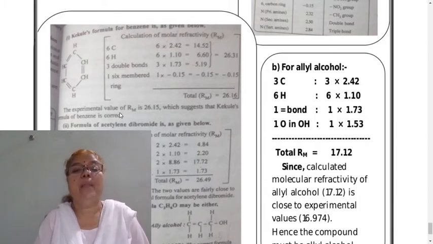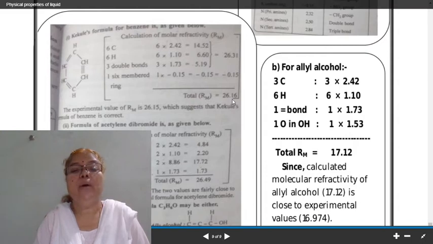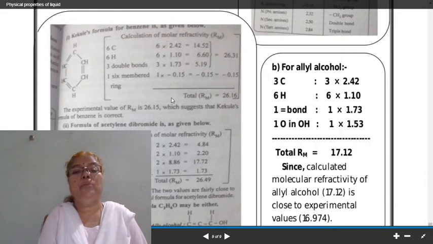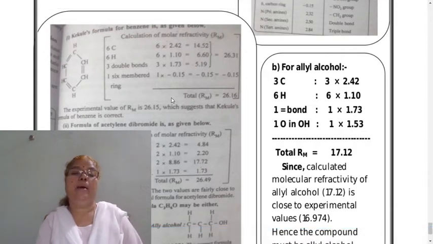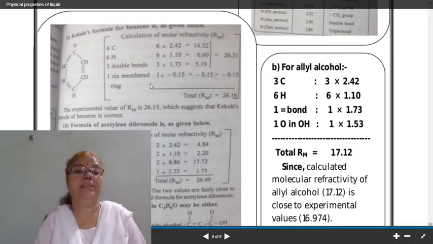That means after the comparison of the calculated value and experimental value, these two values are very close to each other. Therefore, the Kekule's formula is the correct one for benzene.